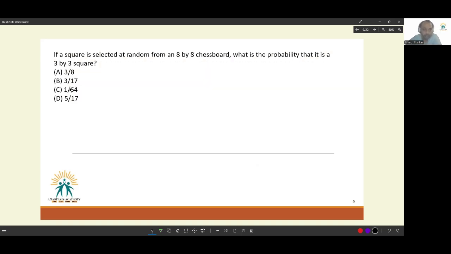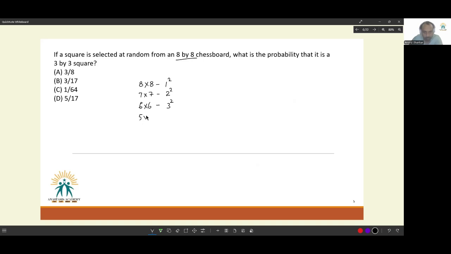Next, if a square is selected at random from an 8 by 8 chessboard, what is the probability that it is a 3 by 3 square? Now, for an 8 by 8 chessboard, getting a square of size 8 by 8, there is one such case. Getting a square of size 7 by 7, there are 2 square such cases. For getting a square of size 6 by 6, there are 3 square such cases.